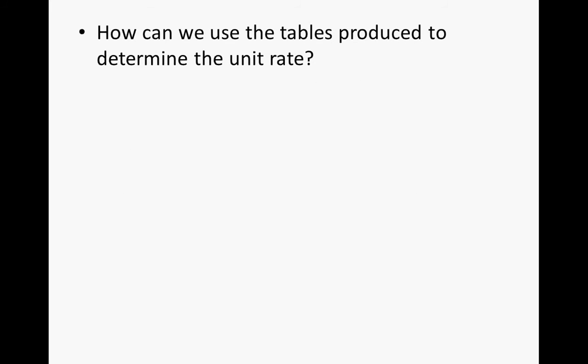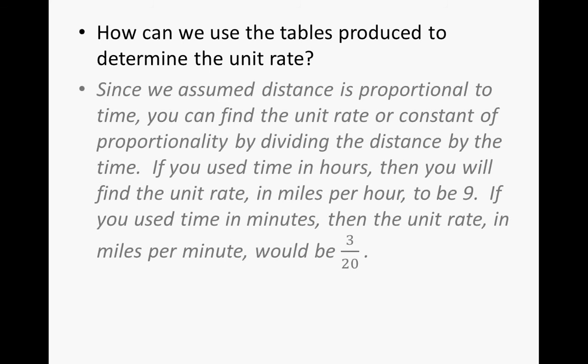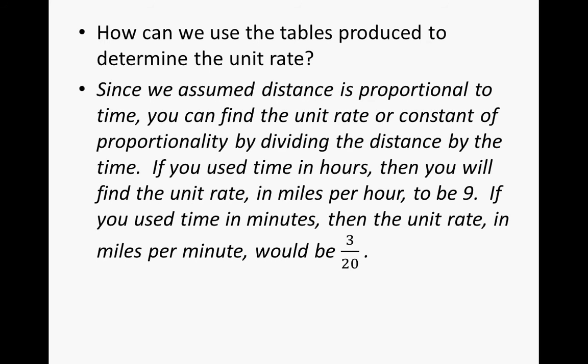So how can we use the tables produced to determine the unit rate? Well, since we assume distance is proportional to time, you can find the unit rate or constant of proportionality by dividing the distance by the time. If you use time in hours, then you will find the unit rate in miles per hour to be 9. If you use time in minutes, then the unit rate in miles per minute would be 3/20.